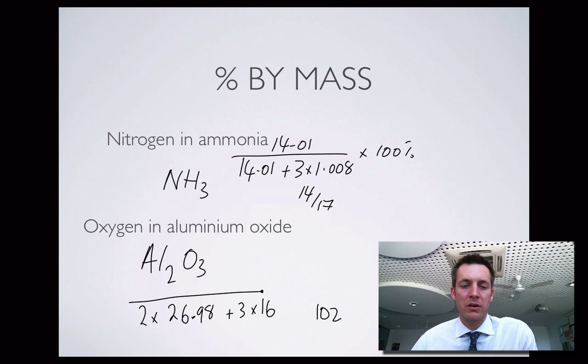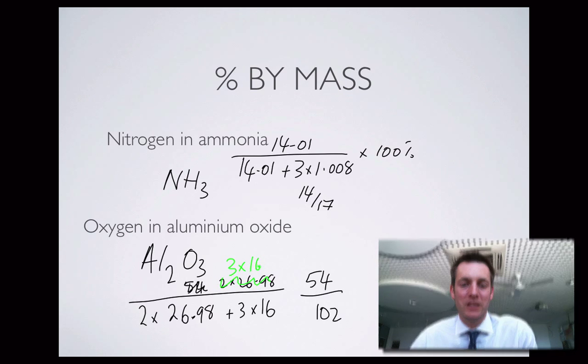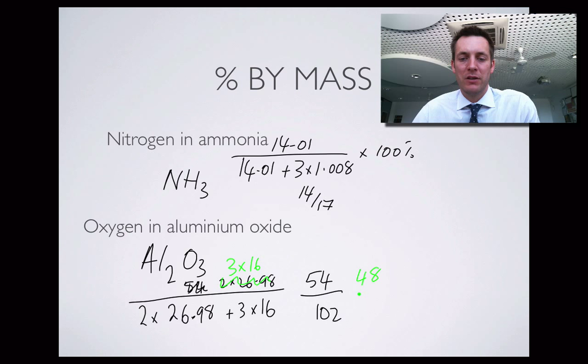Out of that, 54 approximately, or to be precise, 2 times 26.98, so about 54 of 102 is aluminium, right? I don't know why I'm doing that, because we're being asked about oxygen. So the oxygen would just be 3 times 16, which would be 48 out of 102, times 100%. So that is how we find the percentage of an element in a compound by mass.